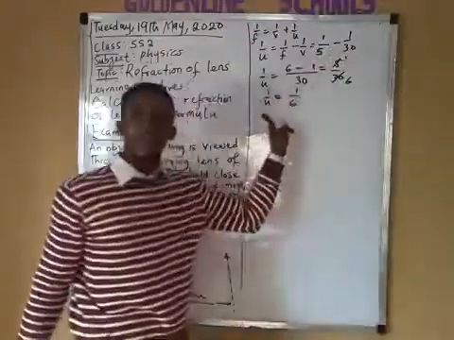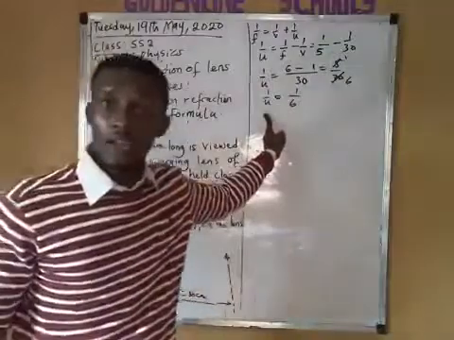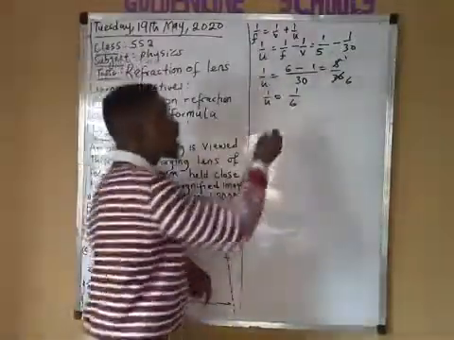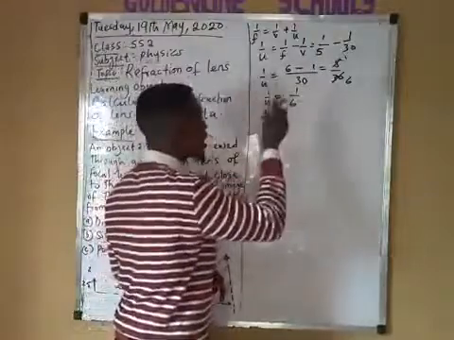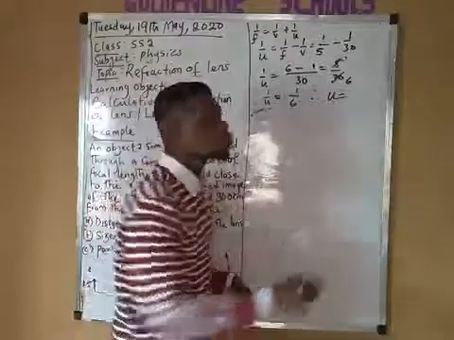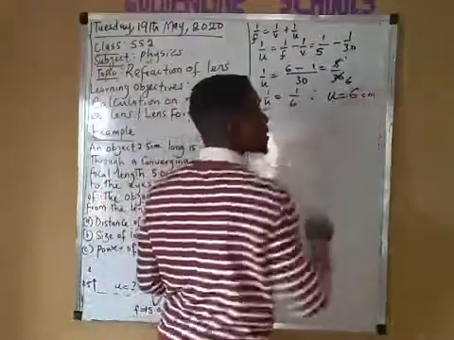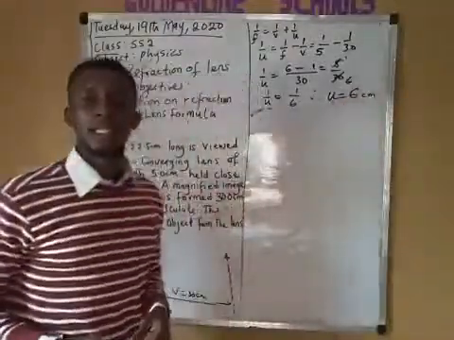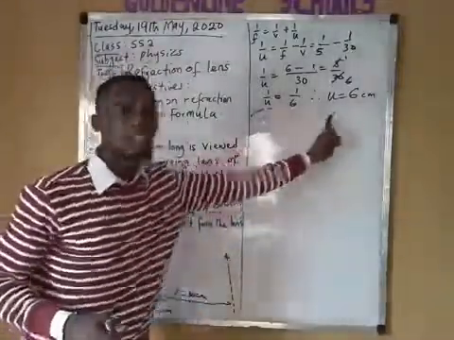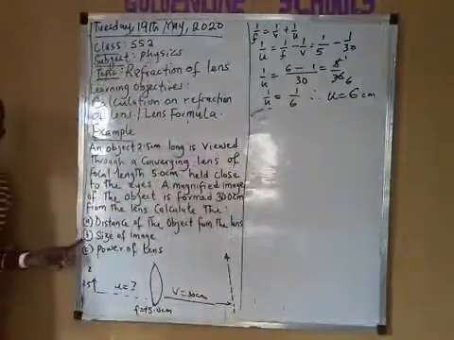Don't leave your answer like this, it will be wrong. So you do the inverse. Therefore, your U becomes equal to 6 centimeter. That is your object distance. Alright, we're not done. Now we've gotten the object distance. Question B asks for the size of the image.